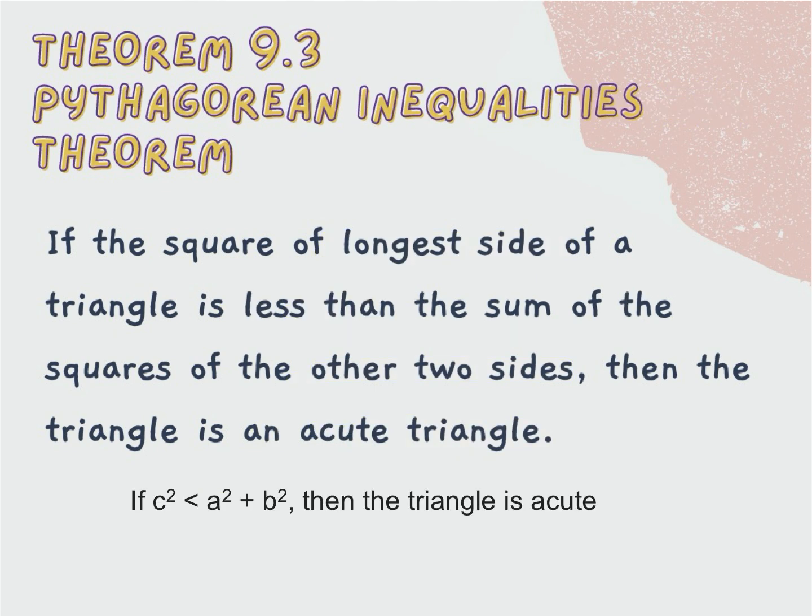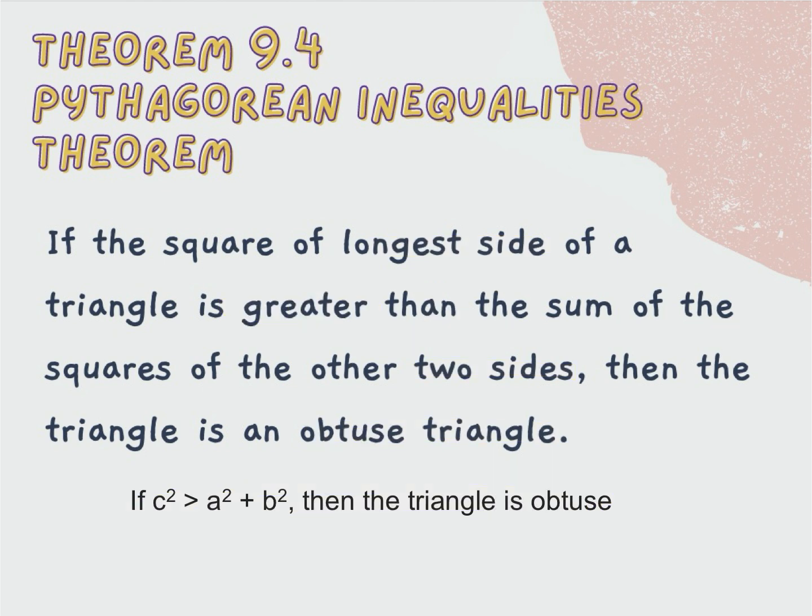Looking at the next one, if the longest side squared is less than the sum of the other two sides squared, it's an acute triangle. So again, you have the longest side; if it's less than, it's acute. So we have to figure out what the last one is going to be. If the longest side is greater than the other two sides, it's obtuse. So if it's less than, it's acute; if it's greater than, it's obtuse. When I'm solving these, I'm going to write my longest side first, so I have it in the same format and we can use the same signs.